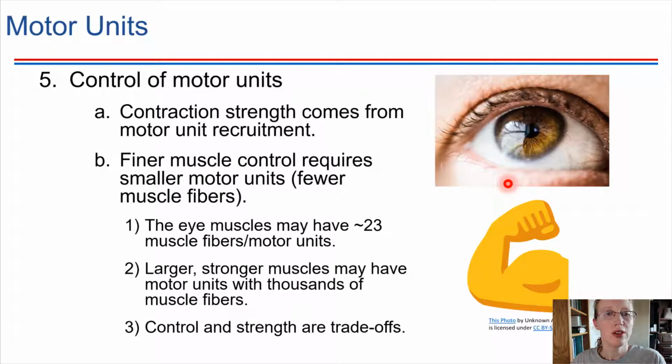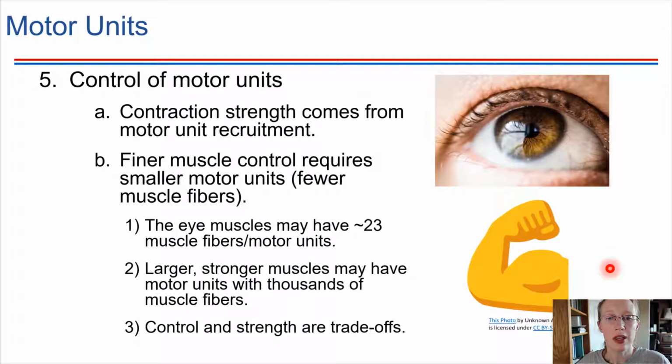And in order to do that, we have to have a lot of nerves involved, in other words, each nerve is tied to only a few muscle cells. The other extreme is if you have a neuron that innervates a ton of muscle cells. That's not going to give you very fine control of that muscle, but it will allow you to have a really strong contraction.